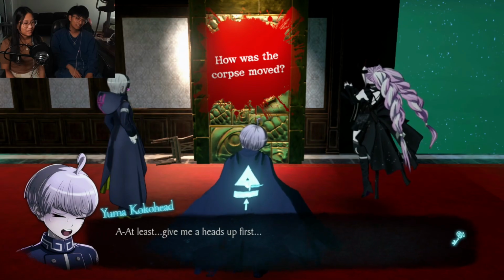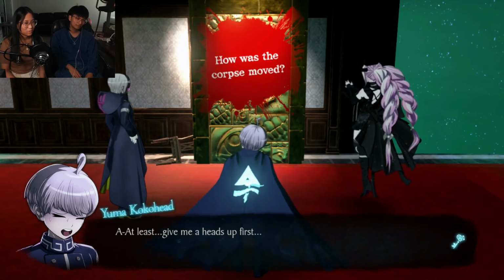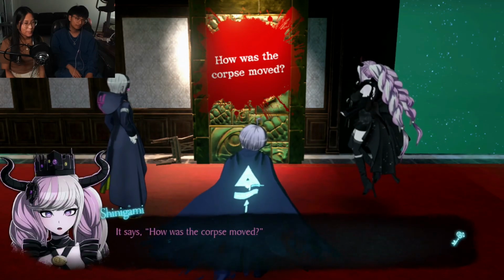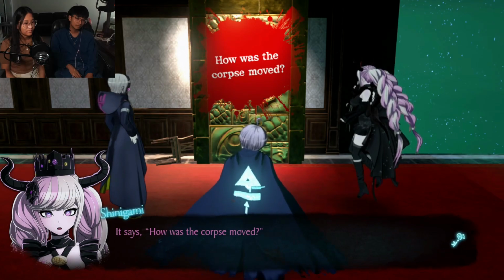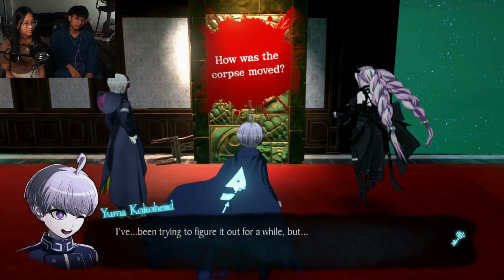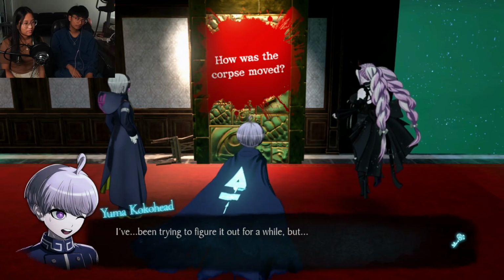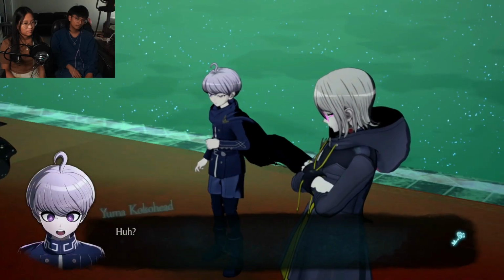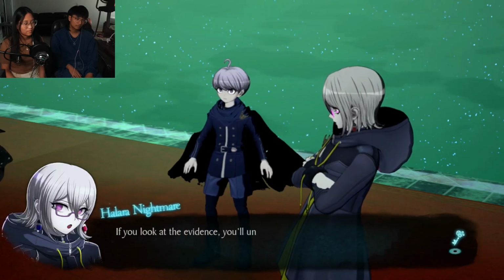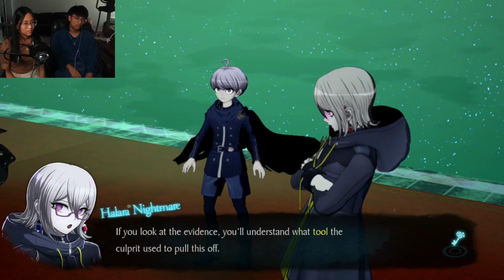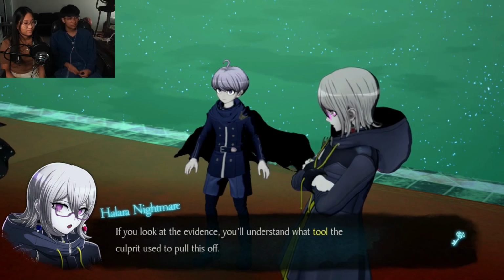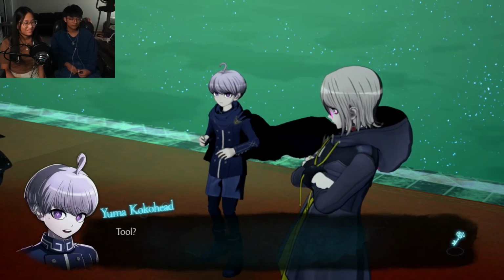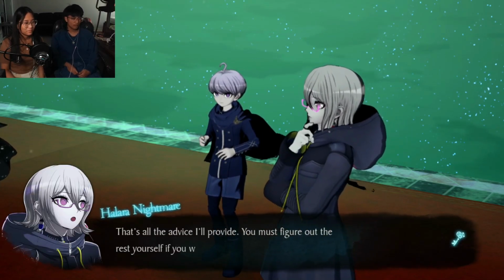At least give me a heads up first. How was the corpse moved? It says, how was the corpse moved? I've been trying to figure it out for a while, but... Evidence was left at the scene. If you look at the evidence, you'll understand what tool the culprit used to pull this off. It was clearly the fish.